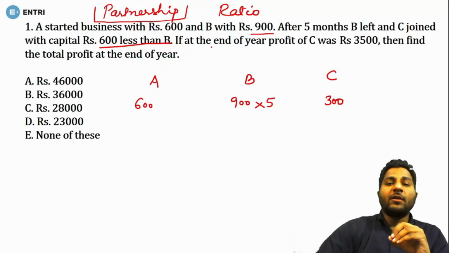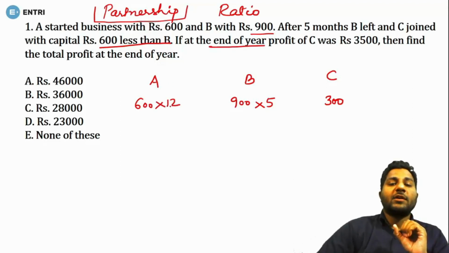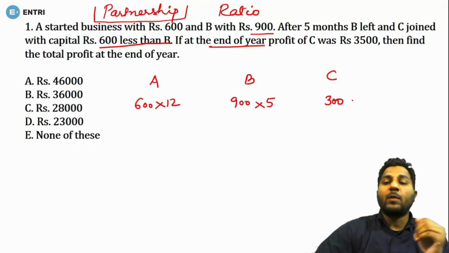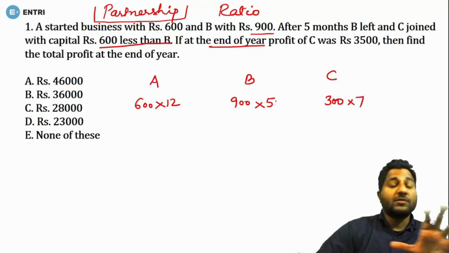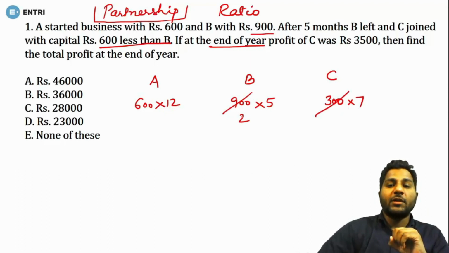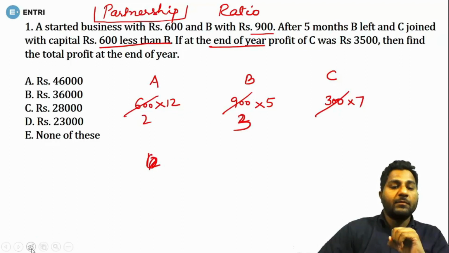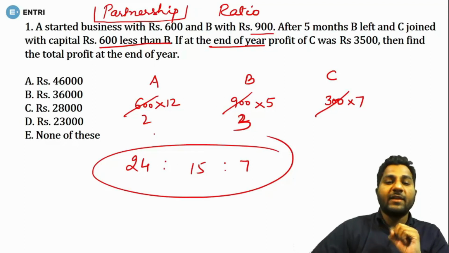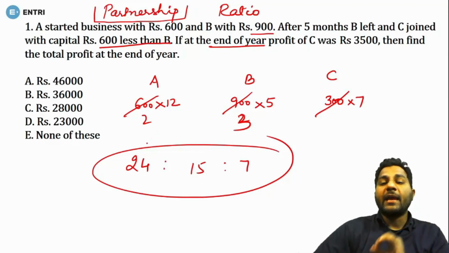If at the end of the year, so that's clear, because A will be there for the whole year, B will be there for 5 months and C will be there for 7 months. Okay, let's take out the ratio. 3 and here 2. So it will become 24. The final ratio will arrive as 24, 15 and 7. So we have got 24, 15 and 7 as the profit of A, B and C.